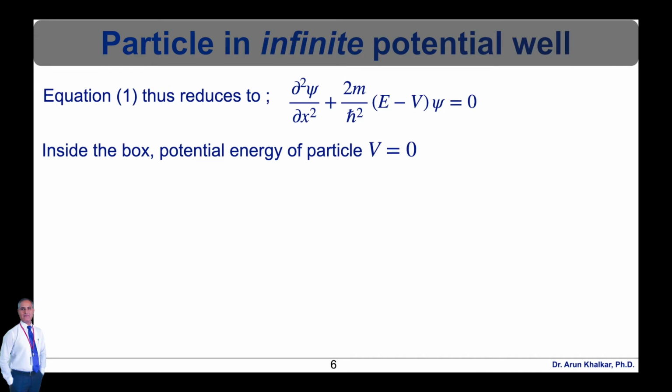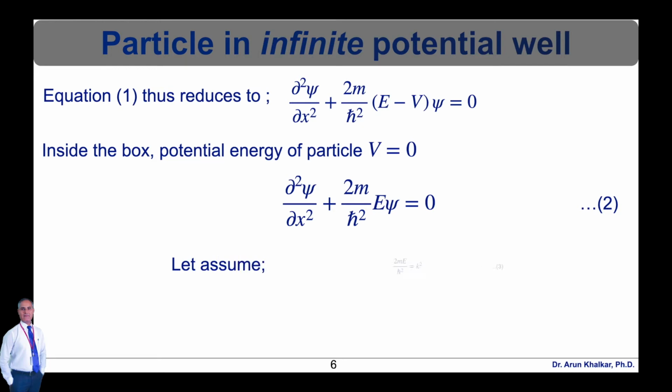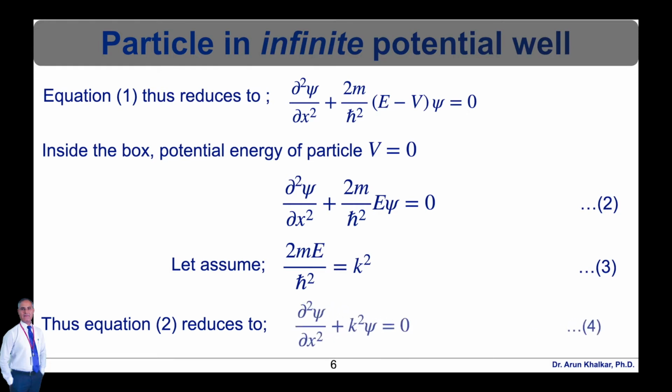Inside the box, the potential energy of the particle capital V is equal to 0, as we have already discussed earlier. Therefore, del square psi by del x square plus 2m upon h bar square into capital E into psi is equal to 0. Let's say this is equation number 2. Now let's assume that 2mE upon h bar square is equal to k square. Let's say this is equation number 3. Thus equation number 2 reduces to del square psi by del x square plus k square psi is equal to 0. Let's say this is equation number 4.